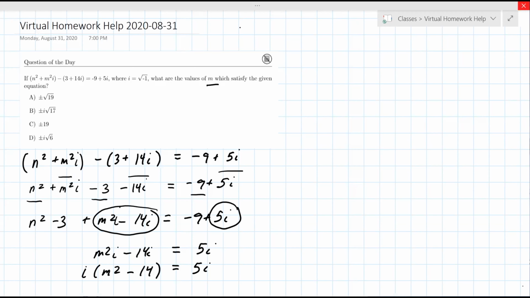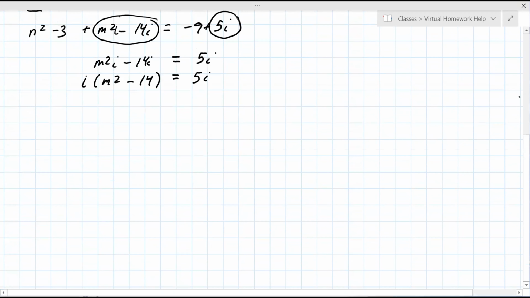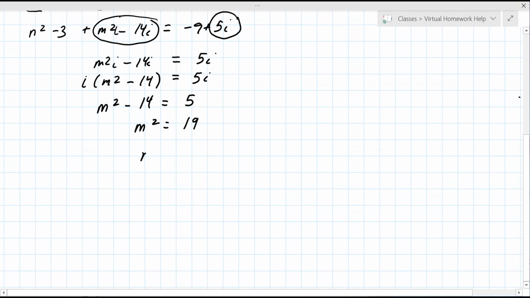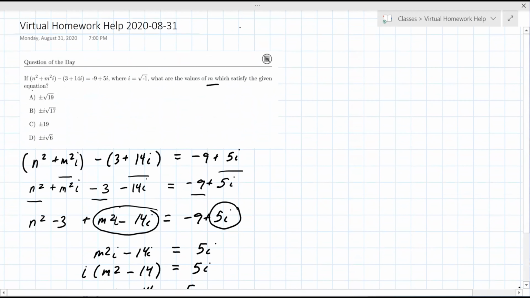I can now set the coefficients, or the leading parts, equal to each other. Add 14 to both sides, and take a square root of both sides, leaving plus or minus the square root of 19 as the answer. Let's go back and check and see if that's there. Answer A is the correct answer to the question of the day.